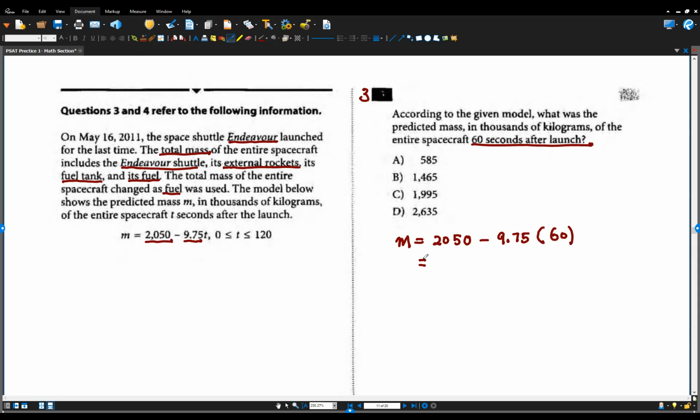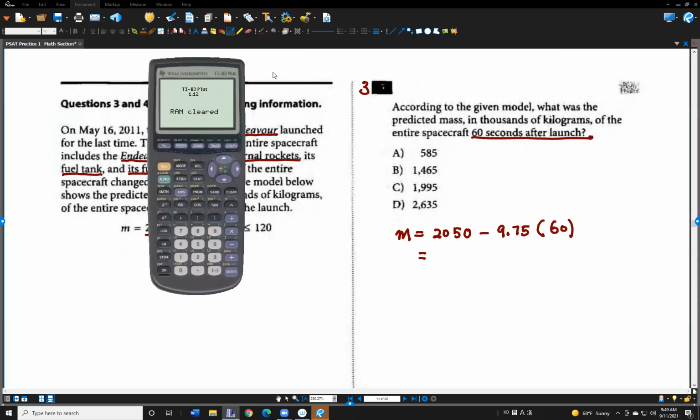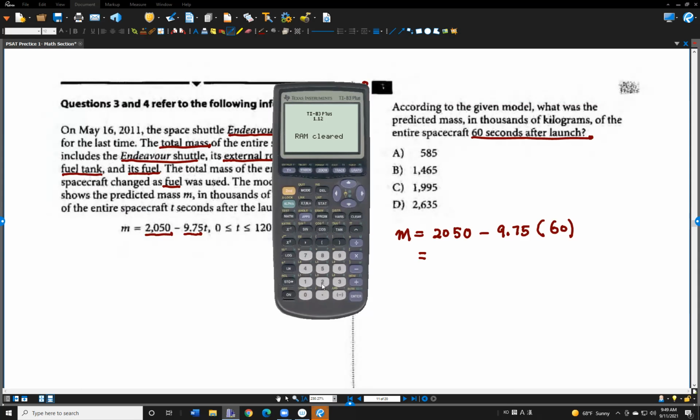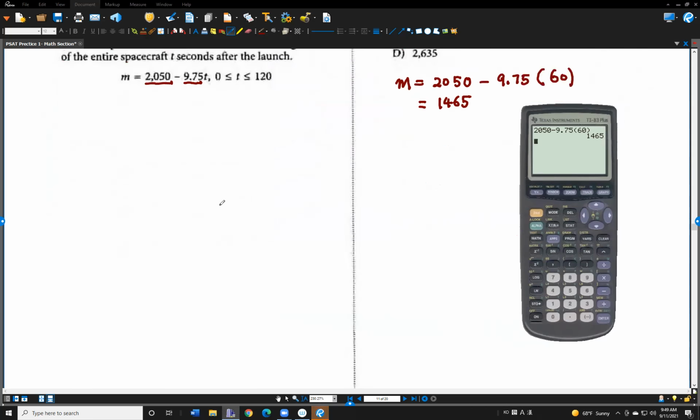What's the answer over here? So I'm gonna use my calculator over here, okay? Can you guys calculate over here? Okay, 2050 minus 9.75 times 60. Okay, it'll be 1465. That's the answer. Is it okay? All right. Now move on to the next one.